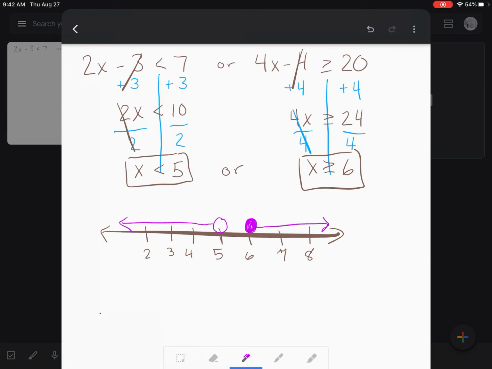So notice the difference on the OR graph, how it kind of looks. Notice the arrows kind of go like that. Remember on our AND graph, we were just in between. So there's something to notice there.